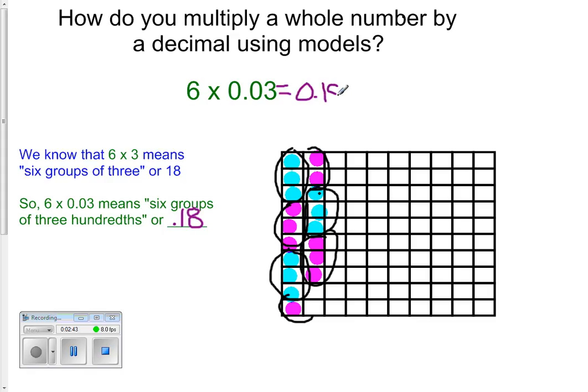And now I can see and check myself because I know 6 times 3 is 18. So that means 6 times 300 must equal 1800. And I've just multiplied a whole number by a decimal. And also take note that your product got a little larger because you're making multiple groups of this 300. So your product did get larger in this instance.